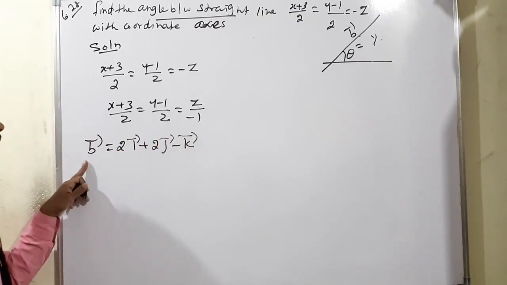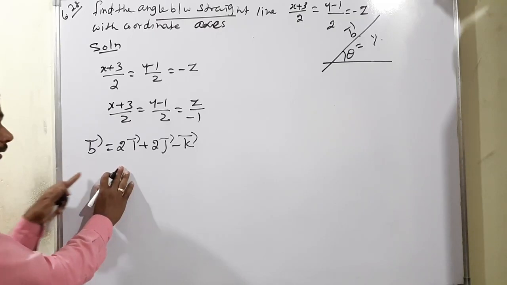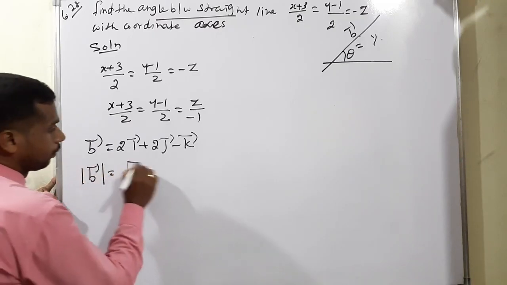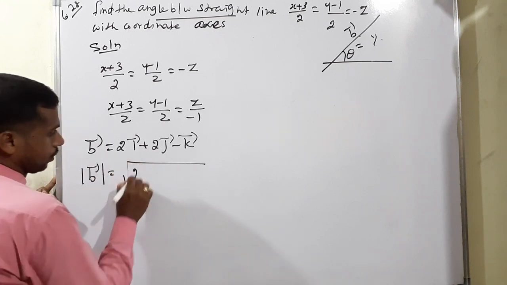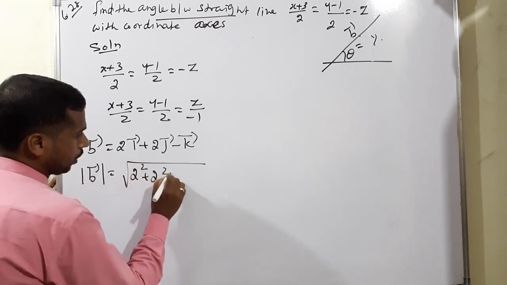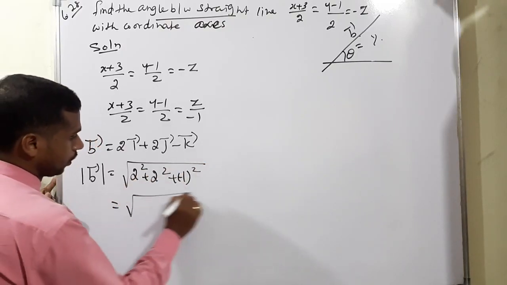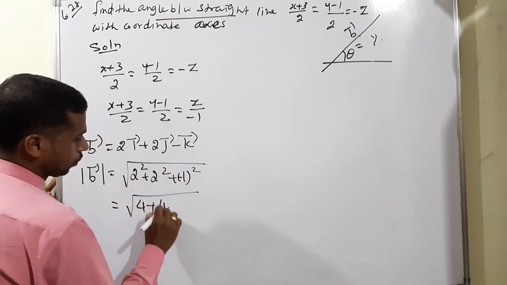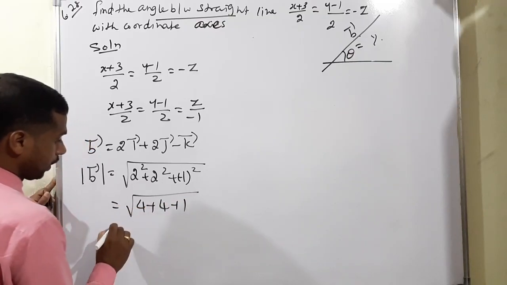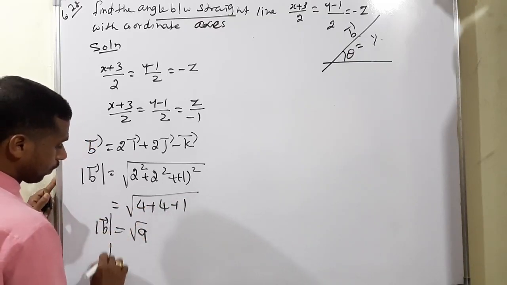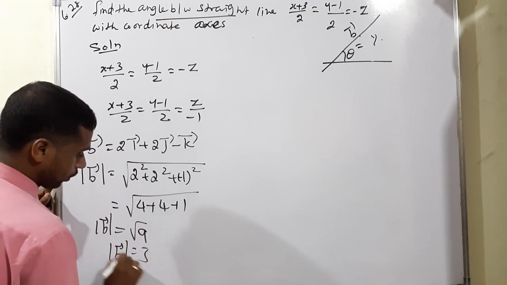After getting the b vector, first we need to find the direction cosines. That needs the modulus of b vector, which is the square root of 2 squared plus 2 squared plus (-1) squared. 2 squared is 4, again 2 squared is 4, and (-1) squared is positive 1. This is the square root of 9, therefore the modulus of b vector is equal to 3.